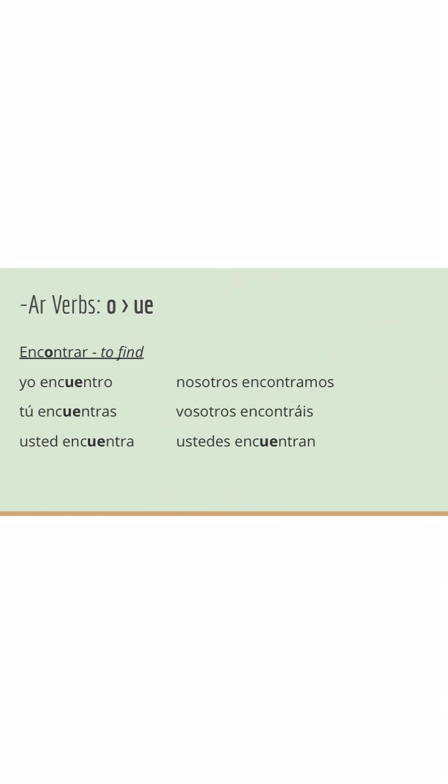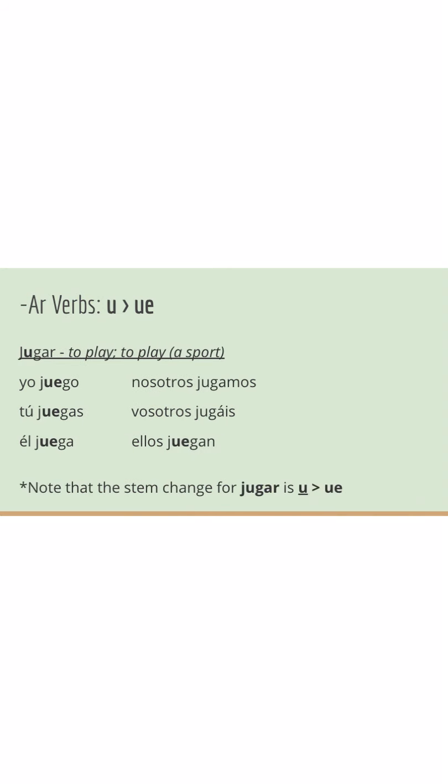All right, here's another. This one, however, is an O to a UE. We see the verb encontrar. This O changes in that stem when we conjugate it to UE in each of these forms. So we have yo encuentro, tú encuentras, usted encuentra. Again, though, we do see the nosotros encontramos, very important, and the vosotros encontráis, no stem change. And then we come back around to that UE for the ustedes form, encuentran.